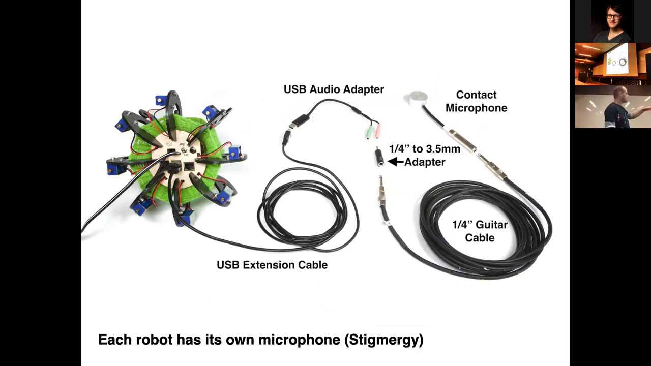And the microphone is important because I want a swarm of these robots to have the property of stigmergy. Stigmergy means that the robots are communicating with each other through the environment. Just as ants deposit pheromones in the environment, and other ants detect traces of those pheromones and respond to those, similarly, I want my robots to deposit sound into the environment and the other robots to detect and respond to the traces of sound that's left in the environment by other robots.